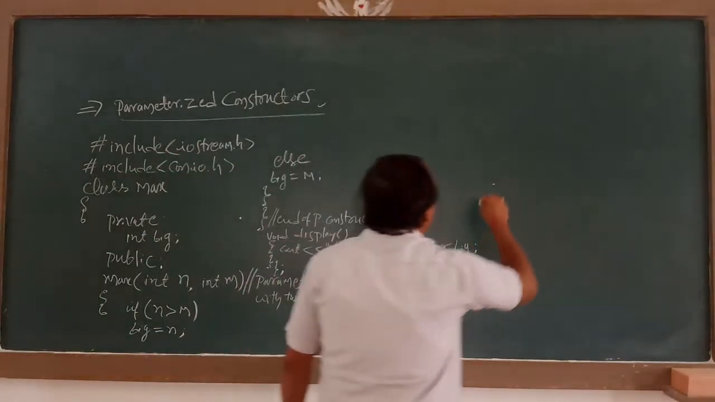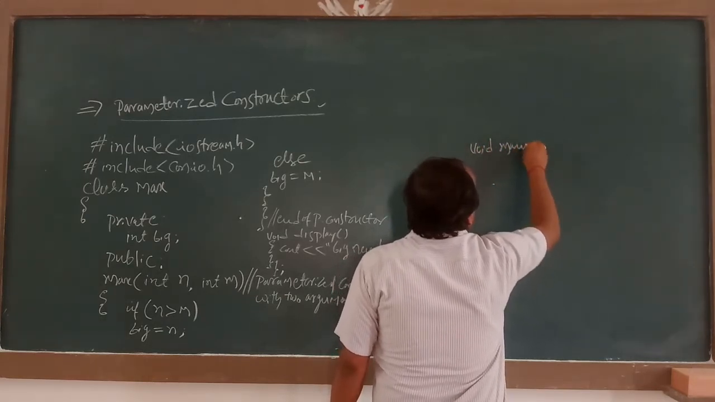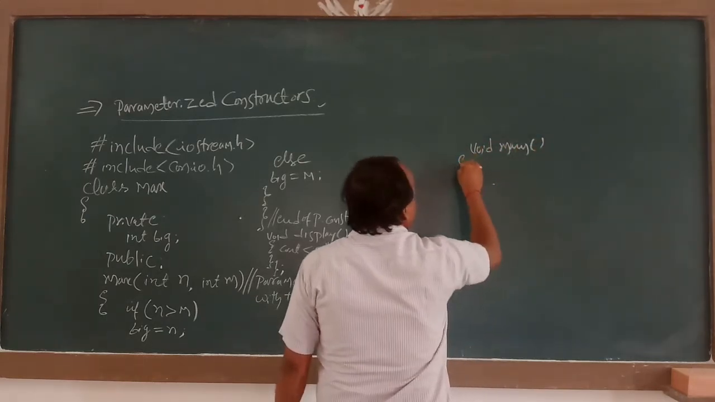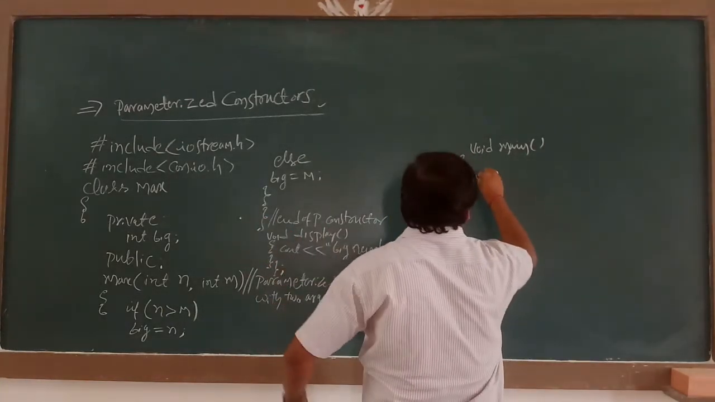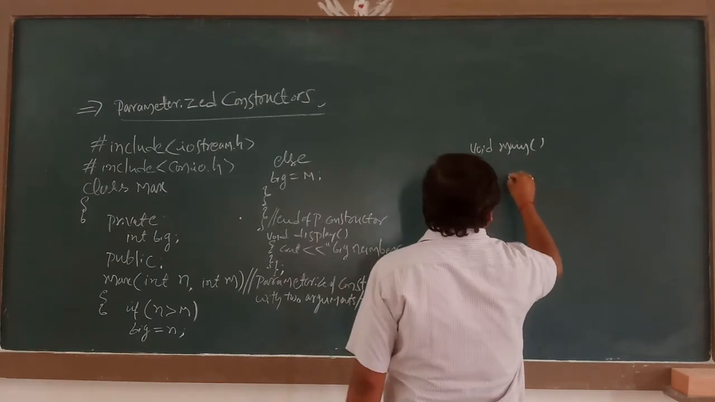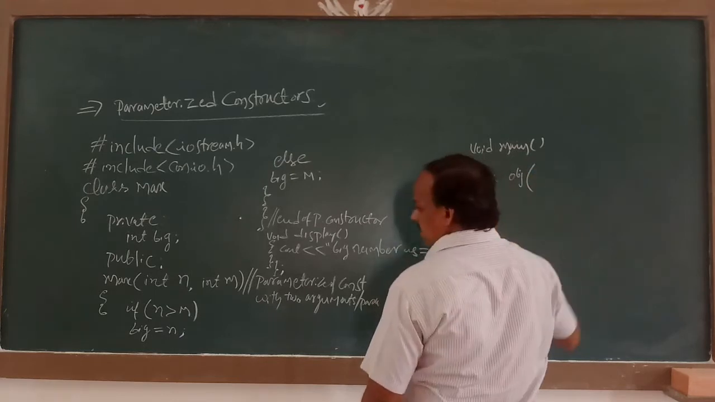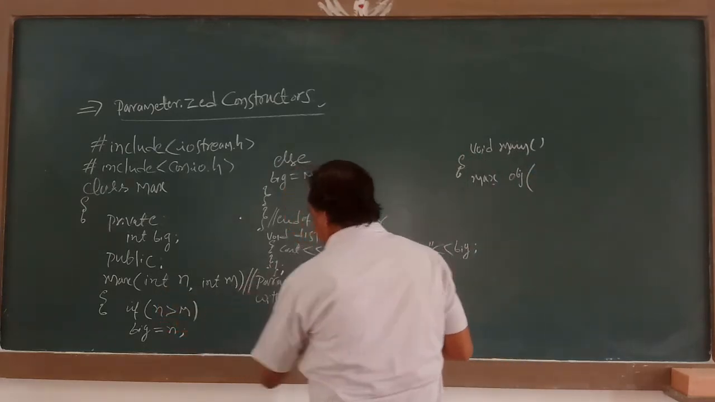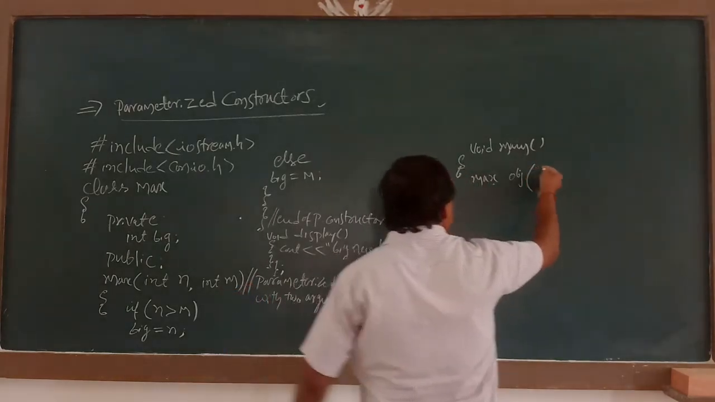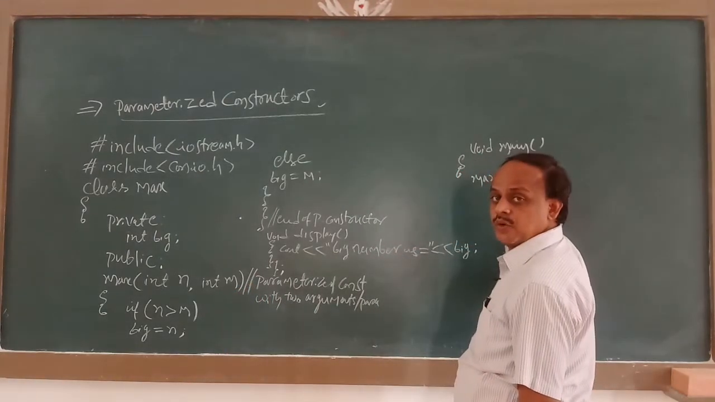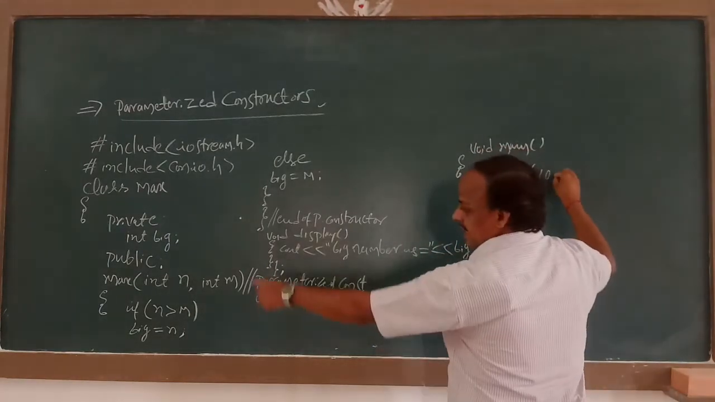Next, write a main function, void main. Very first step is object declaration. So class name is max. Declare the first object here. This is a parameterized constructor. It contains two arguments, right? So the object must contain two actual arguments. I am writing int, right?